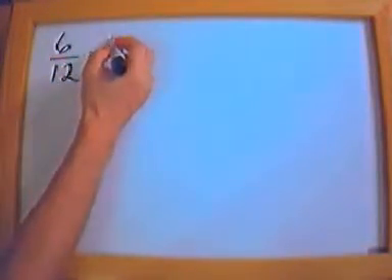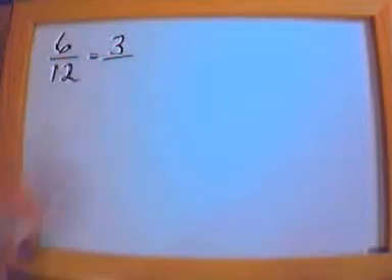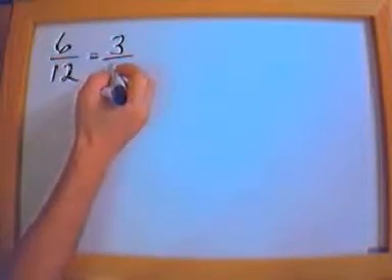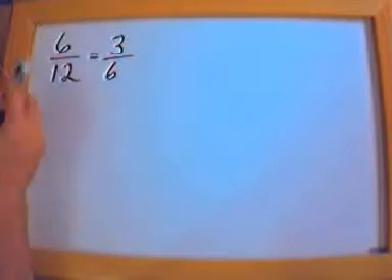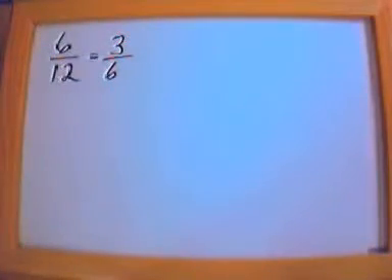And let's just take an example. In this case, I know that I can divide the top by 2. Let's say, what is 6 divided by 2? 6 divided by 2 is 3. What is 12 divided by 2? 12 divided by 2 is 6. So these two fractions are exactly equivalent to one another. 6 over 12 and 3 over 6, they're exactly equivalent.